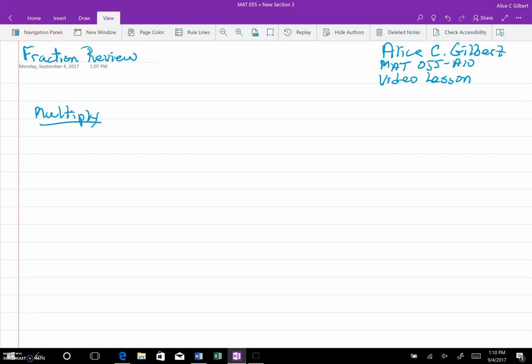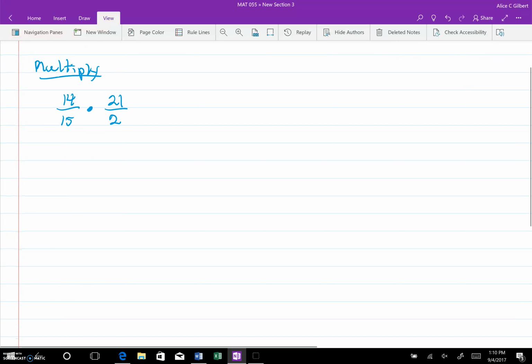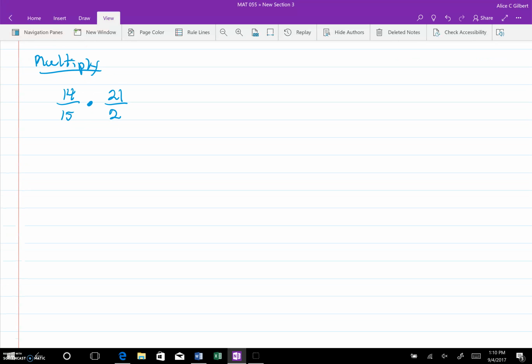basic fractions. So if I have, let's say, 14 over 15 times 21 over 2, okay? So I'm trying to multiply this. Well, remember, it's very important to cross cancel. That means in an X, okay? It's exactly like reducing, except reducing. So let's do reducing.